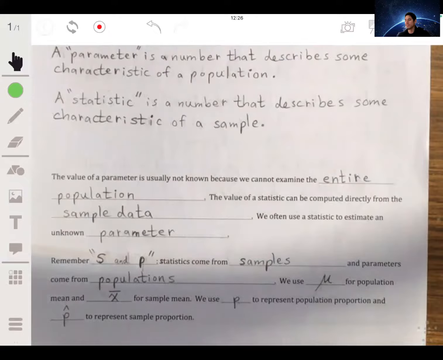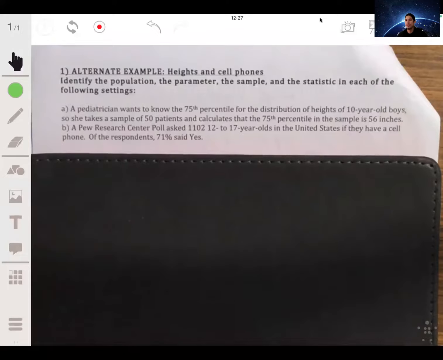All right, so let's go ahead and do a practice problem. Here we have a pediatrician who wants to know the 75th percentile for the distribution of heights of 10-year-old boys. She takes a sample of 50 patients and calculates the 75th percentile in the sample to be 56 inches. So think, what would be the population? What would be the parameter? And then what would be the sample and the statistic?